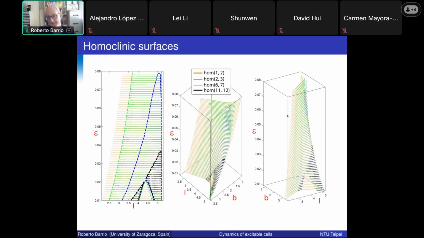So these are homoclinic surfaces. That means we have been able to obtain the homoclinic surface in this case, because we have made a lot of slices, so we reconstruct the surface. So for different changes from 1 to 2 spikes, 2 to 3 spikes, 6 to 7, 11 to 12, that means we have one for each spike adding in this case. The biggest one is the 1 to 2, second the 2 to 3. We can see that the blue one is the limit, so it disappears, and also the other one from 11 to 12.